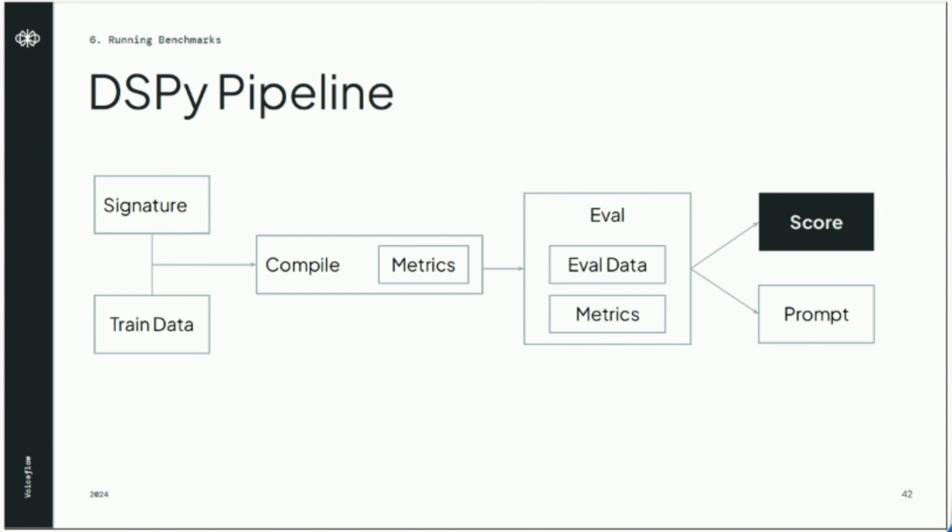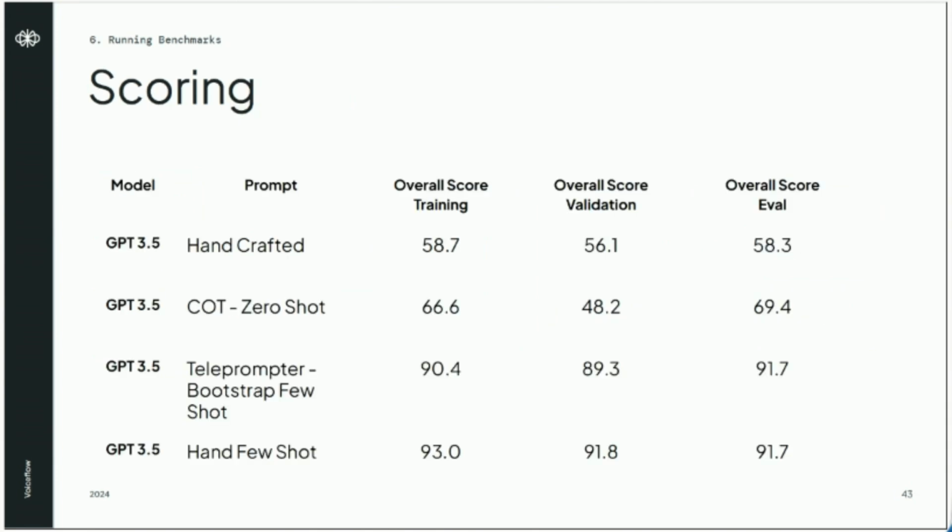These were the results that we had as part of our scoring metrics. The first one was handcrafted. The overall training score was just 58.7. The next one was using chain of thought with 0-shot examples, where you don't provide any examples at all. It performed a little better than the first one, which was handcrafted. And we were able to achieve much better performance with Bootstrap Few-Shot.